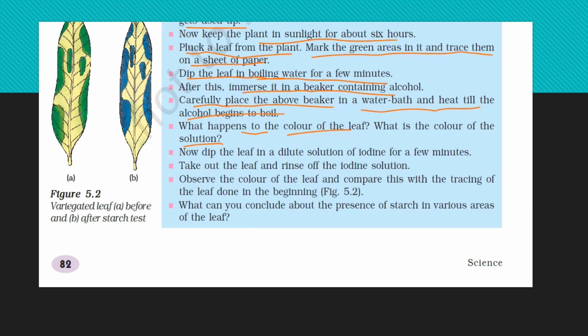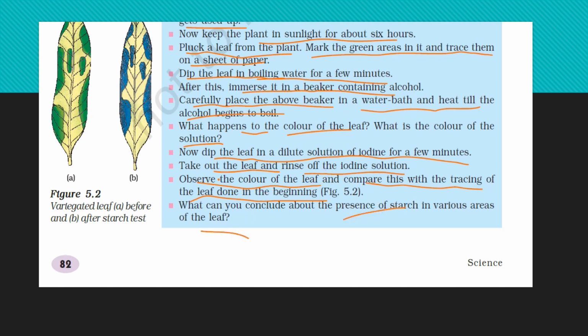So these are the questions in our mind. What will happen? Now dip the leaf in a dilute solution of iodine for a few minutes, take out the leaf and rinse off the iodine solution. Observe the color of the leaf and compare this with the tracing done of the leaf in the beginning. What can we conclude about the presence of starch in various parts of the leaf? What is the conclusion?